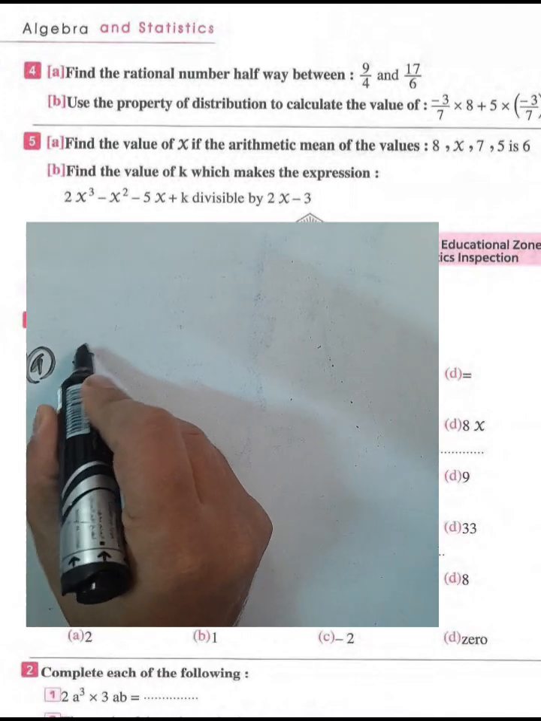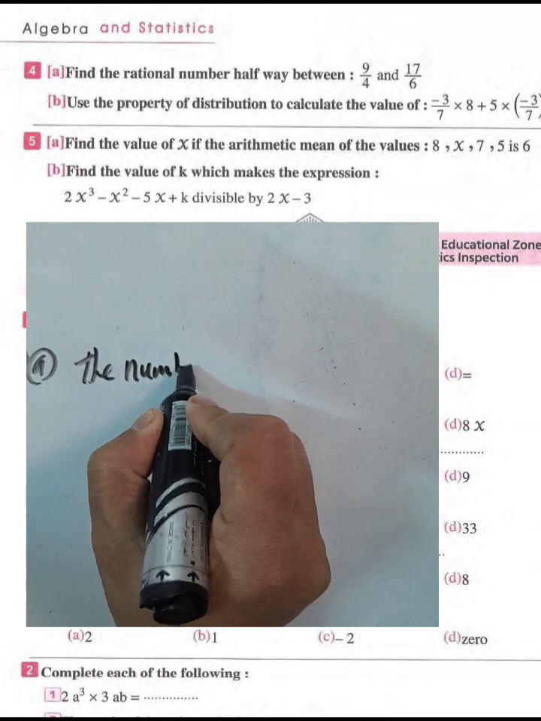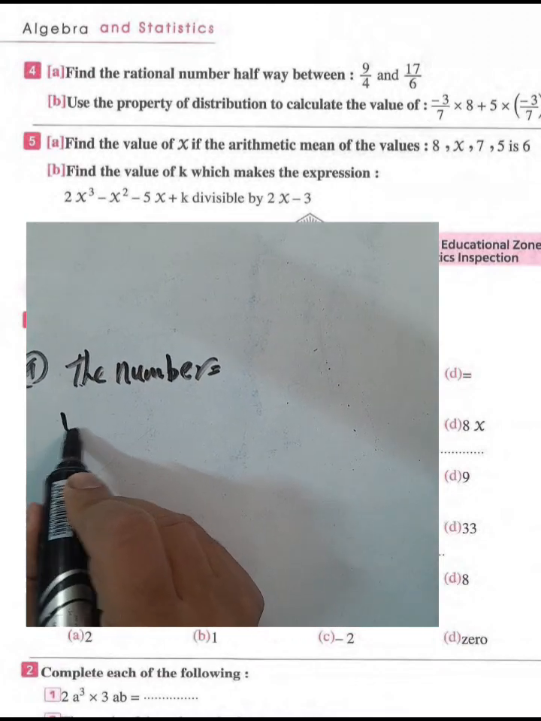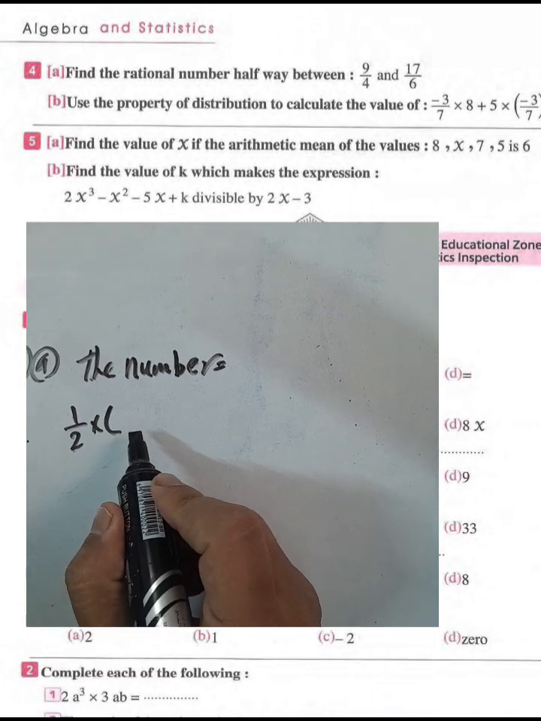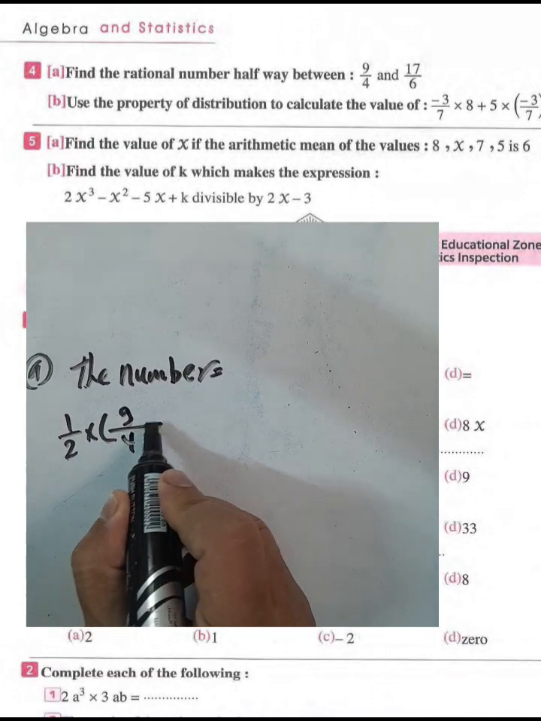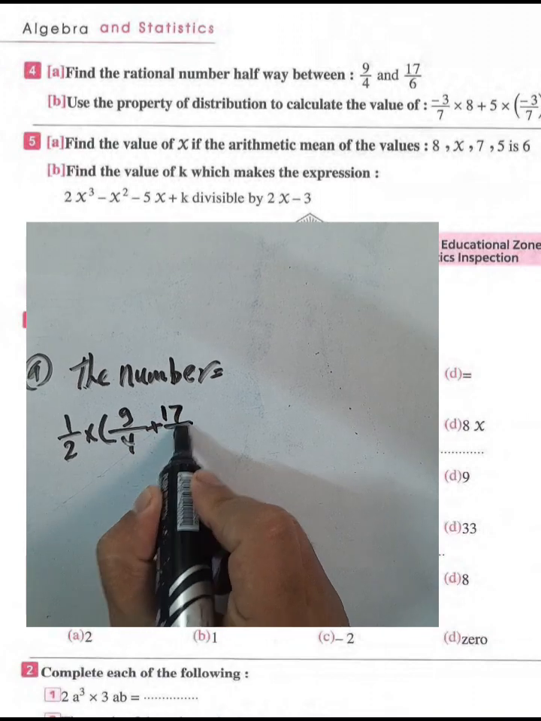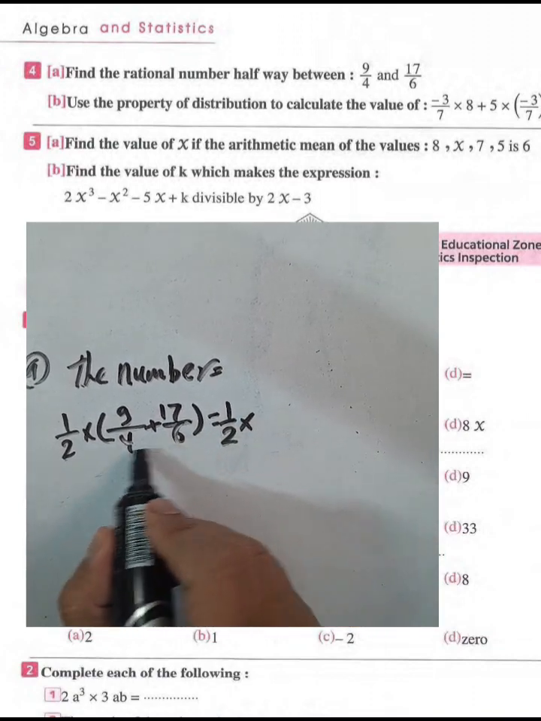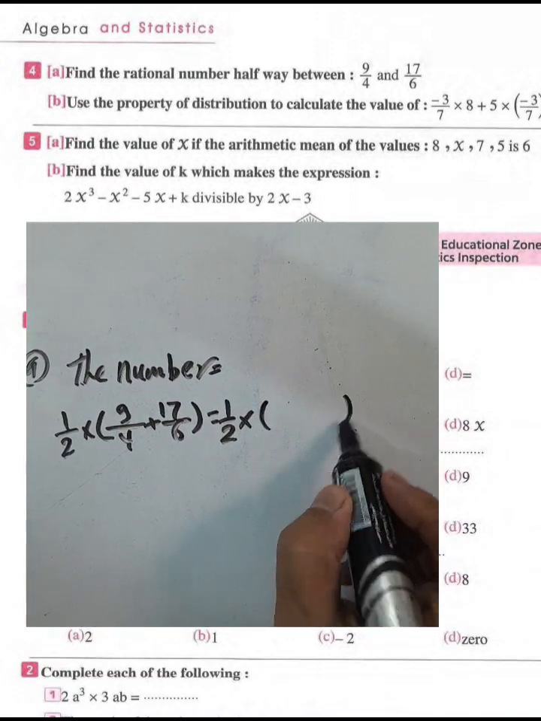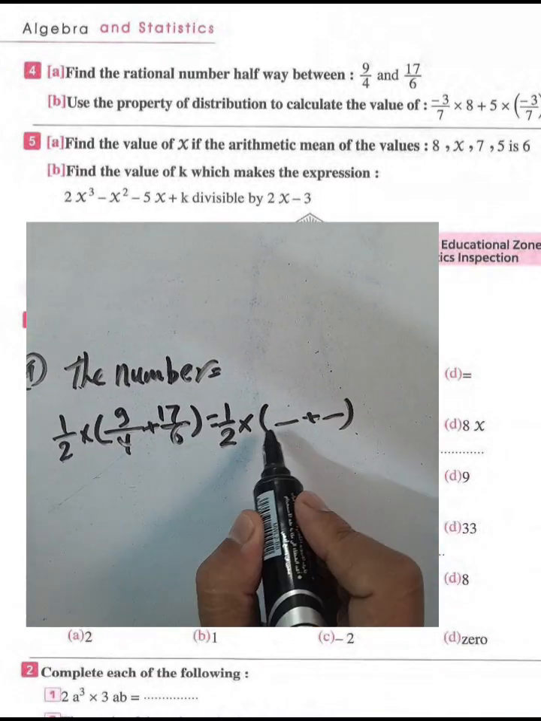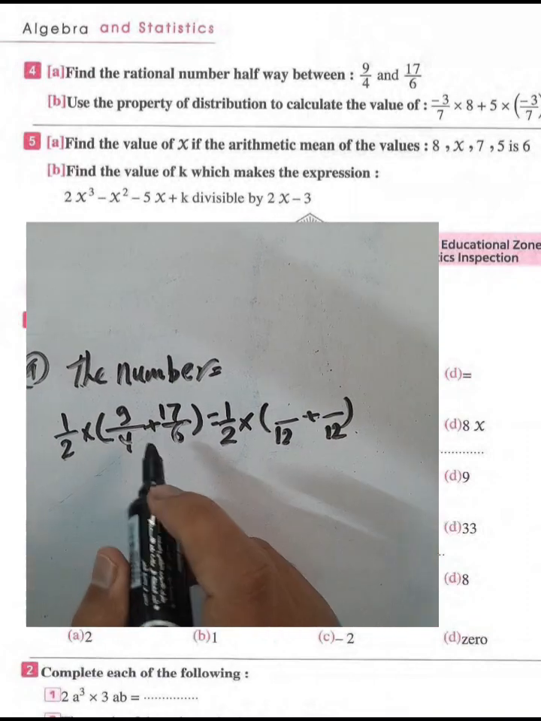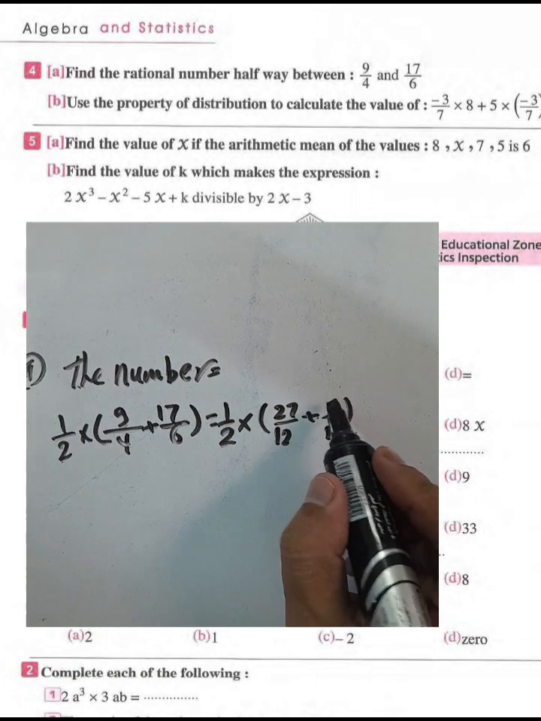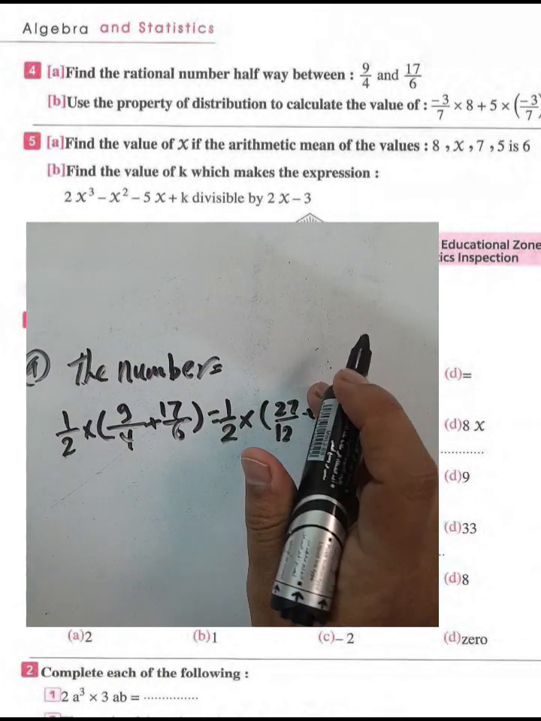You can write the number will be half multiplied by the sum of the numbers 9 over 4 and 17 over 6. We can write half, and here we write the least common multiple of the two denominators 6 and 4, which is 12. 3 times 4 is 12, 3 times 9 is 27, 2 times 6 is 12, 2 times 17 is 34.